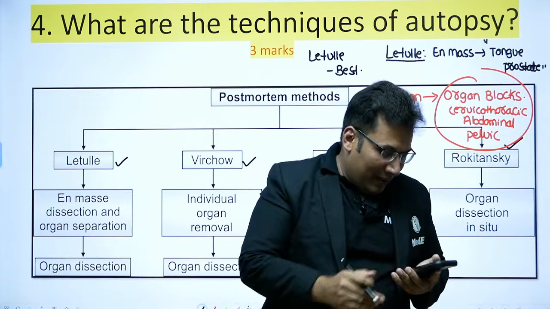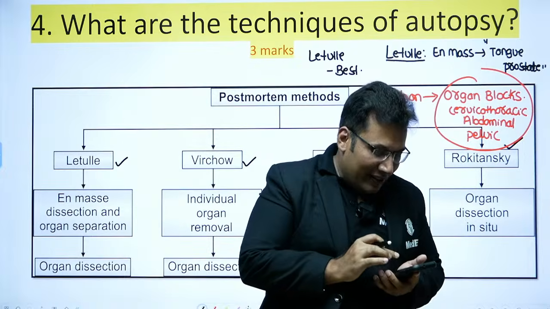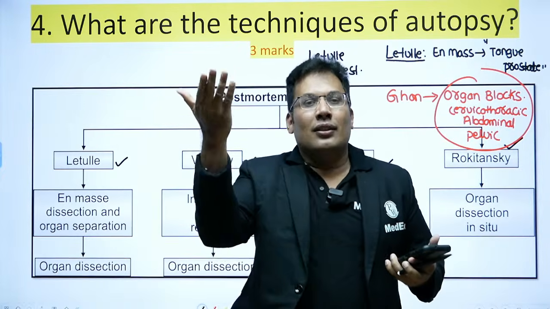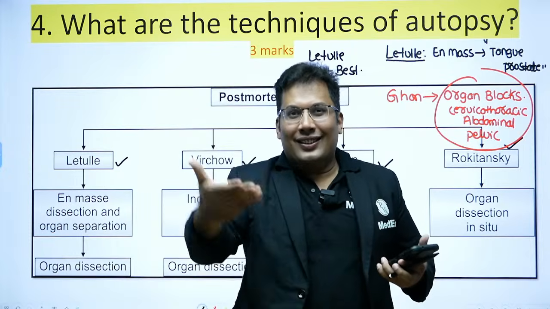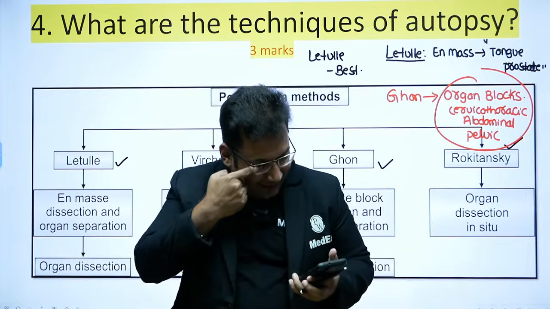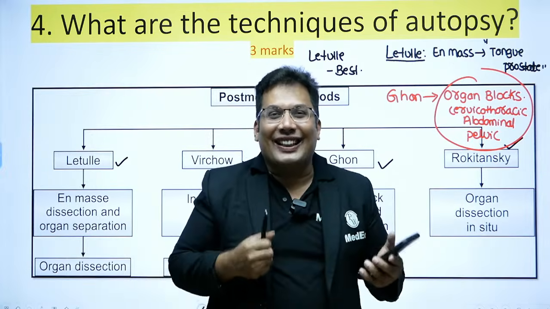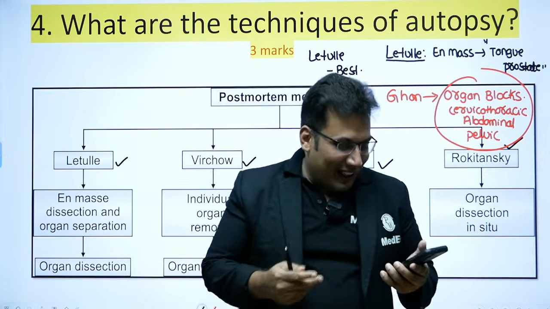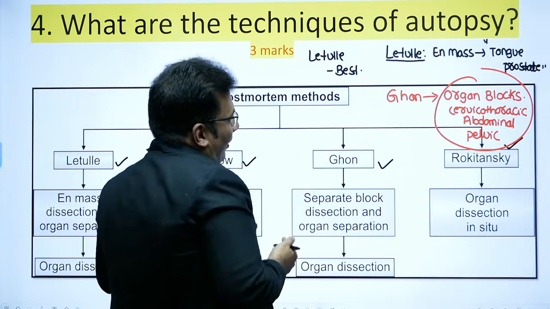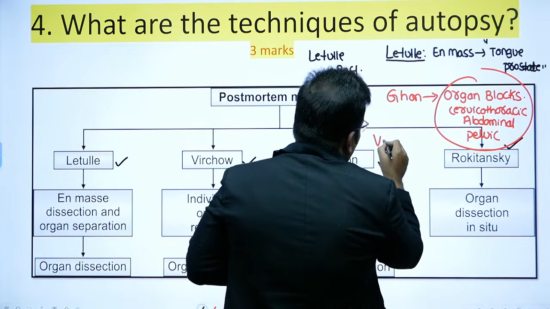So whenever I do like this, what is the technique, guys? 1, 2, 3. Great, so great mnemonic. 1, 2, 3. That is Gaunt. Then comes your very common technique, Virchow technique.